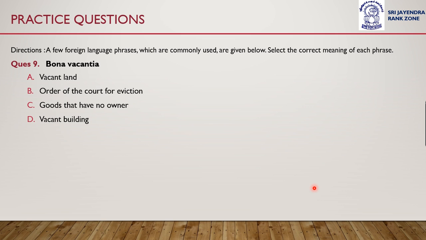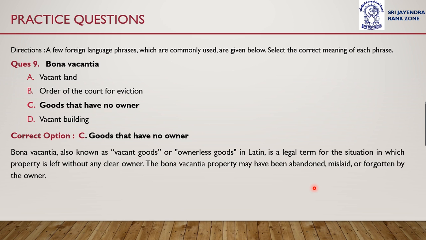Bona vacantia means, which option is correct? Please mark your answers. The correct answer is option C, goods that have no owner. Bona vacantia means goods that have no owner.